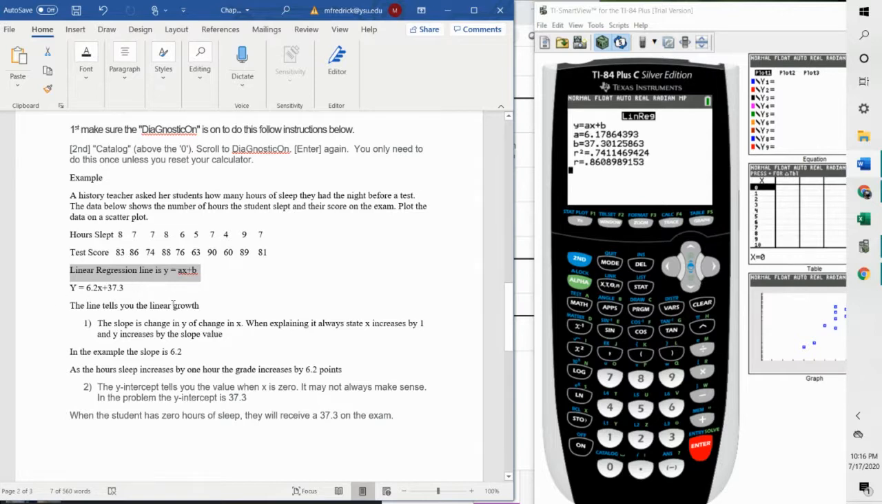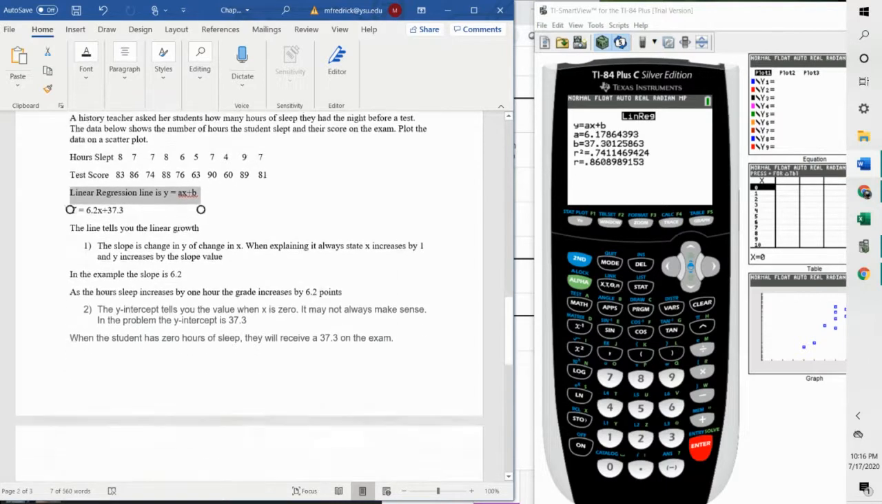Now this line tells you the linear growth. The slope is the change in y and the change in x. So what this means in the example, you can read all of it, but I'll explain the example. As the hours increases by 1, you always use your x value by 1. The y value, in this case grades, increases by 6.2. So that's what the slope is telling you, the change in x and the change in y. X was the hours slept. So each additional hour of sleep, the grade increases by 6.2 points.